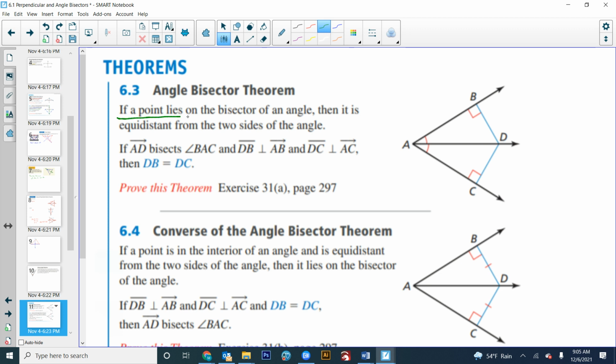If a point lies on the angle bisector, what point are we talking about here? What point lies on the angle bisector? D, very good. D lies on the angle bisector. What's the name of the angle bisector? Sorry, I will unfreeze that screen. I forgot to unfreeze it.